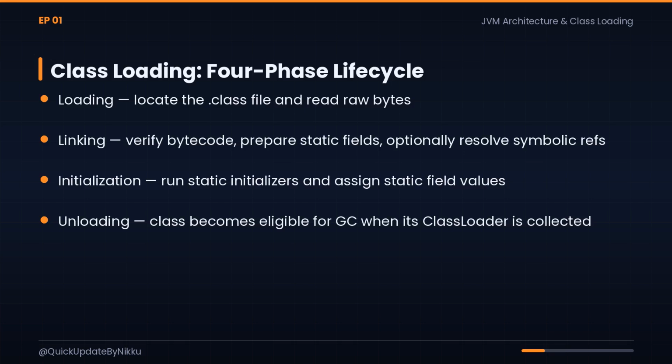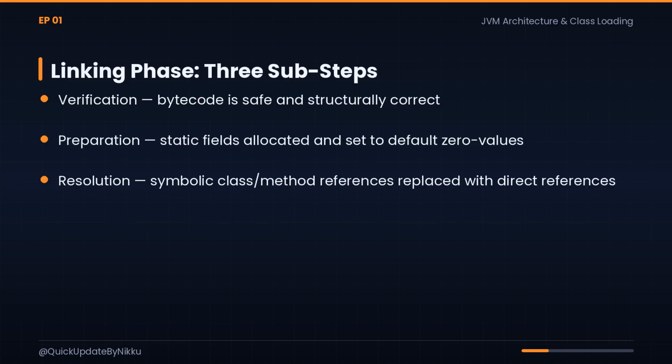Every class you have ever written goes through these four phases before a single line of your code executes against it. Loading is purely I/O, linking is structural validation and memory preparation. Initialization is when your static blocks actually run. Unloading is rare in server applications, but critical to understand in OSGi, application servers, and any system that hot deploys code. Linking is the phase developers skip over, but it contains the most detail.